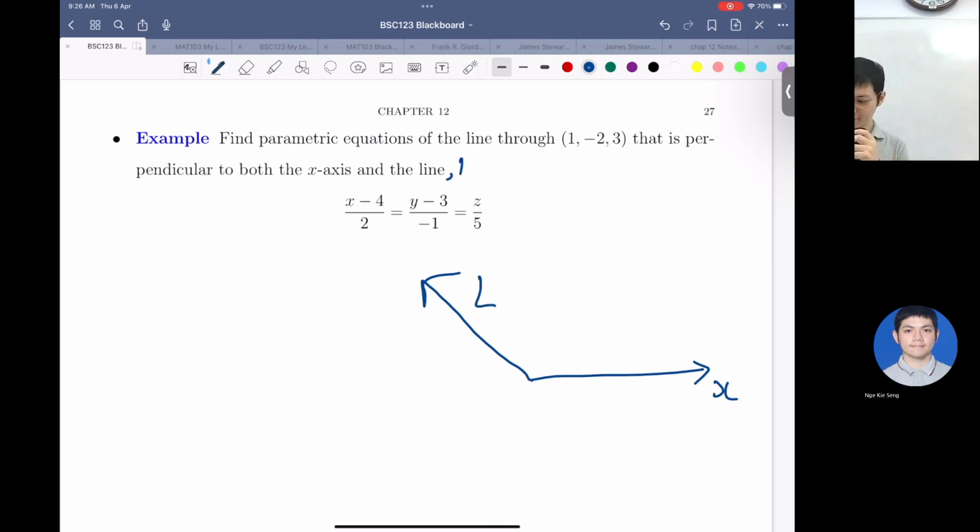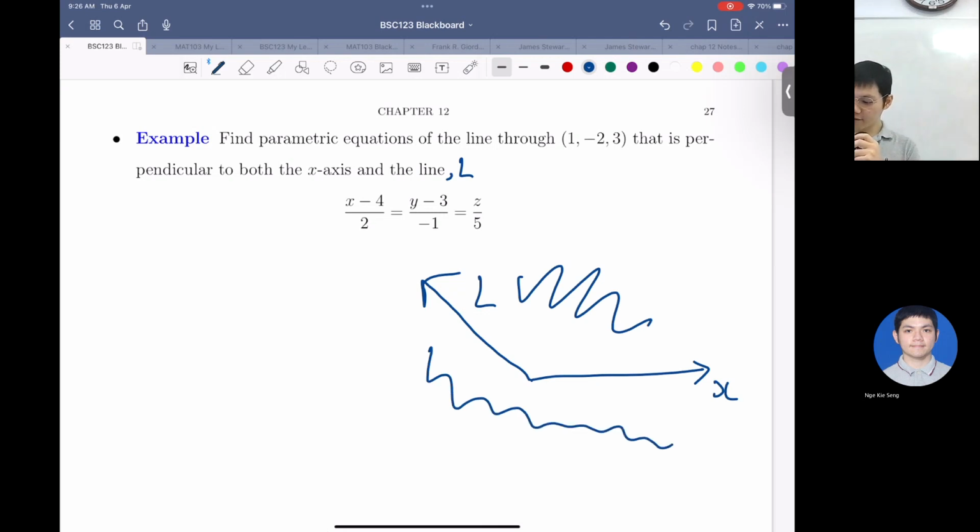Let's call this line L. Remember, now you're living in 3D. So what's the vector that is perpendicular to both the x-axis and the line L? Orthogonal. So how to get that vector? Cross product, good. You consider the plane spanned by these two lines, and then you take the cross product. Then you will get a vector coming up that is orthogonal to both of these.